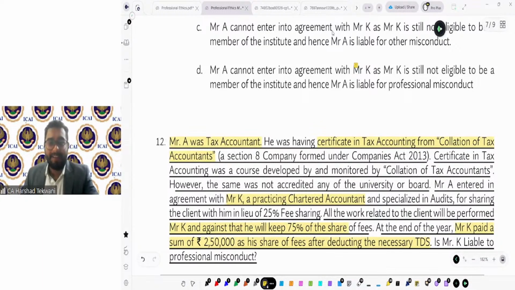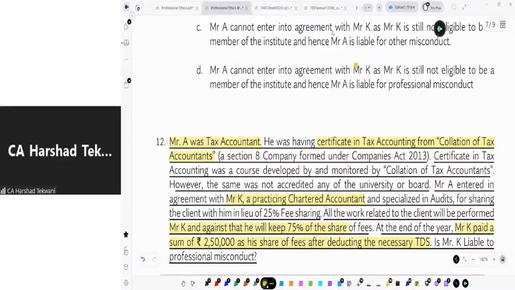He is certified in tax accounting. He is a certified tax accountant. So he has a certificate of tax accounting. Come on, guys. He has a certificate of tax accounting.